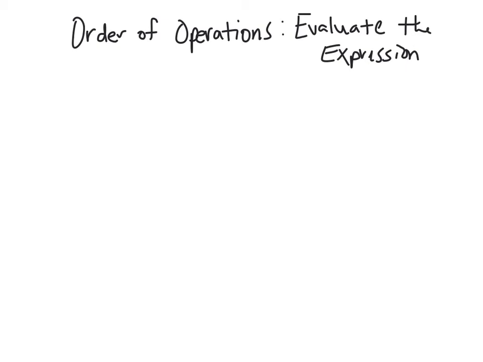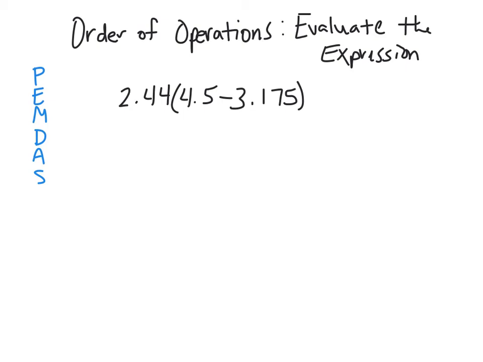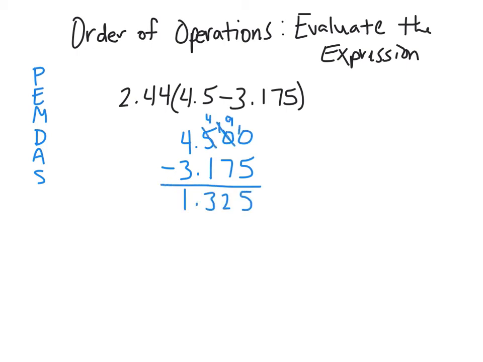So here order of operations pops up again. The directions usually say evaluate the expression. So if they give you an expression that looks like this, you have to think about order of operations. So PEMDAS says to start with parentheses. So that's what I'm going to evaluate first. I have 4 5/10 minus. Remember, when you subtract a decimal, you have to line up the decimals. 3 and 175 thousandths. I add in my zeros for my placeholders, and then I evaluate it. And I get 1 and 325 thousandths.